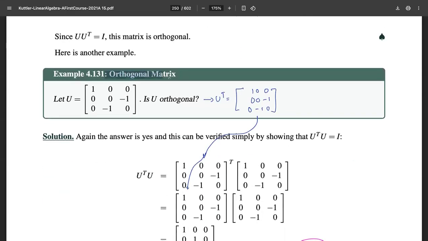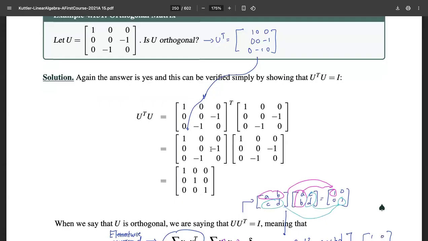And this example is also really similar. For matrix U, to check whether it is orthogonal, we first compute the transpose of the matrix, which is really easy. I just swap the rows with the columns, and then I perform matrix multiplication. And since the multiplication is equal to the identity matrix, my matrix U is orthogonal.